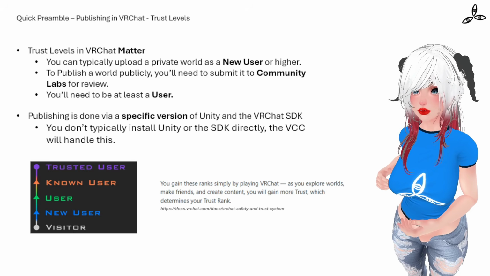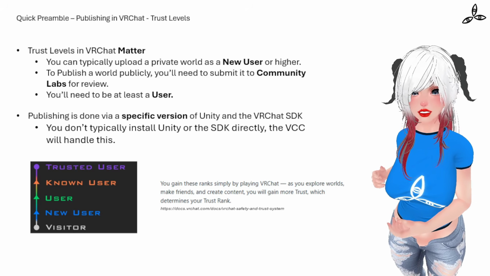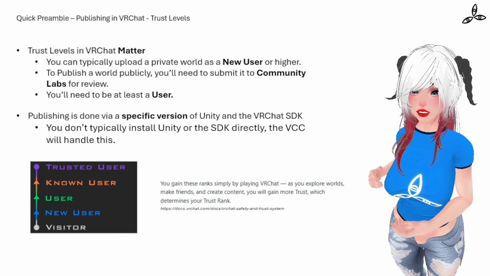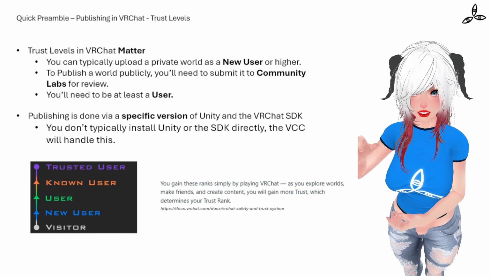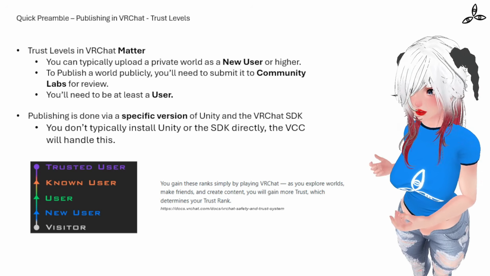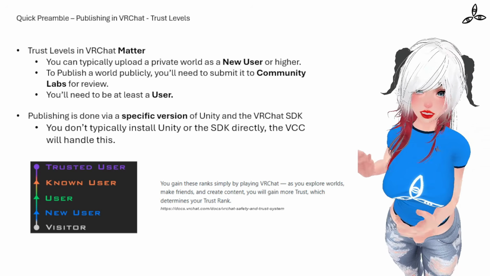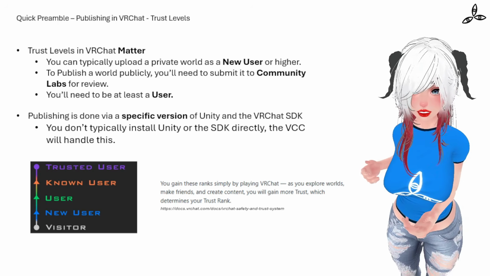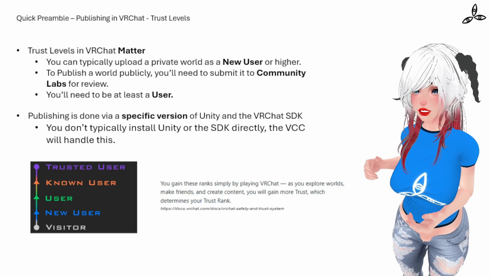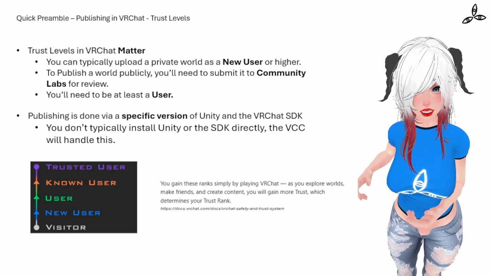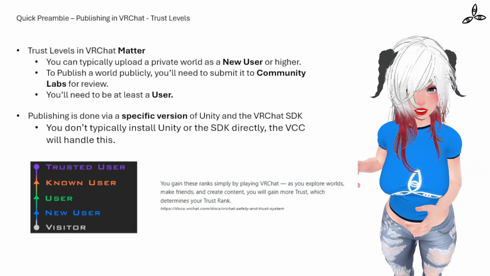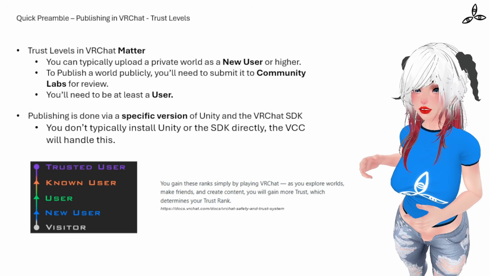Okay. Publishing is done via a specific version of Unity in the VRChat SDK. You do not typically install Unity or the SDK directly. That's important. Most people that I speak to, straight away they install Unity and then they realize it's the wrong version and have just wasted half an hour doing that. So, we'll go to the VRChat Creator Companion, and that's the first thing you'll install. It takes care of so much for you.